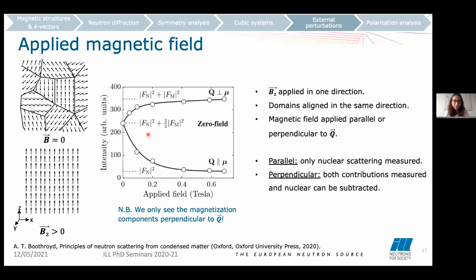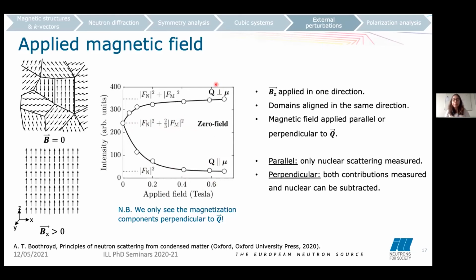So in the zero field case, which is this picture up here, the intensity that we see is defined by this: the square of the structure factor of the nuclear contribution plus 2/3 of the square of the structure factor of the magnetic contribution. If we apply our magnetic field parallel to our Q vector, then we will only see the nuclear contribution. And we already know that we only see magnetization perpendicular to our Q vector, so this just makes sense.